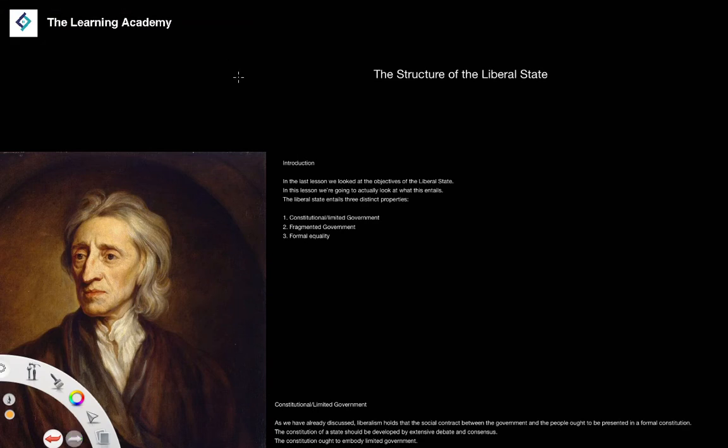In this video, what I want to do is discuss a little bit more about the state under liberalism. In the last video, we looked at the various principles and general objectives of the liberal state, and we went into a lot of detail there. Well, in this lesson, we're going to look at what these principles of the liberal state, the theory behind the liberal state, actually looks like in practice.